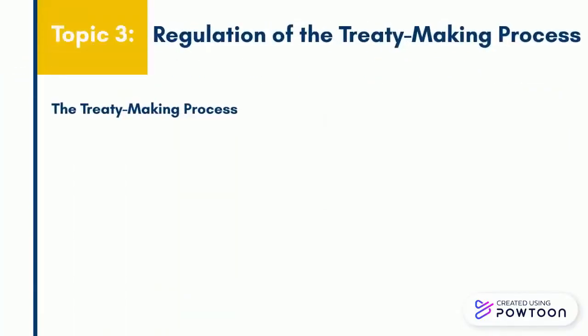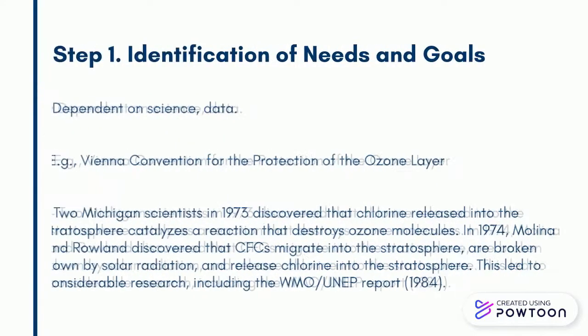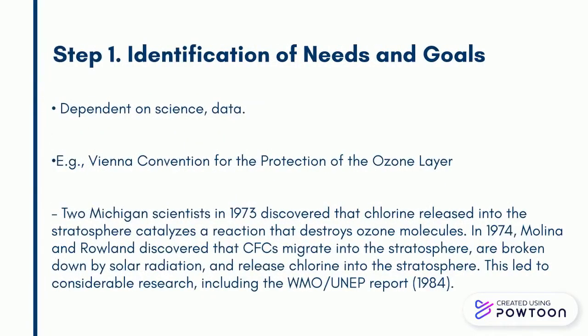The treaty-making process consists of identification of needs and goals, negotiation, adoption and signature, and ratification. For treaties regarding environmental issue, the treaty itself has to be backed up by science and data. For example, the Vienna Convention for the Protection of the Ozone Layer was backed up by the research of multiple scientists in the 1970s, which discovered the fact that chlorine released into the stratosphere can damage our ozone molecules.